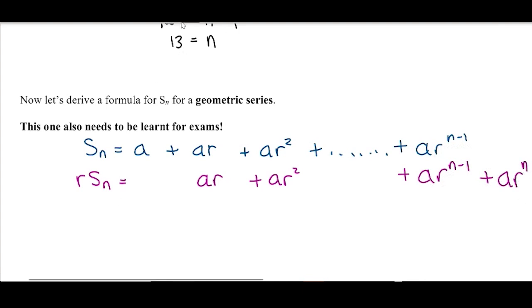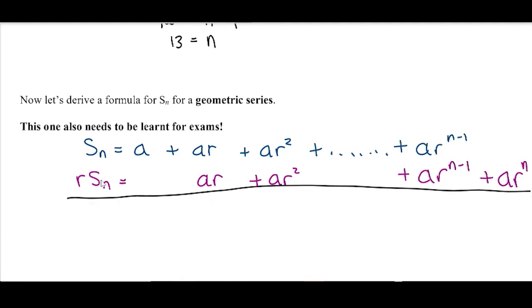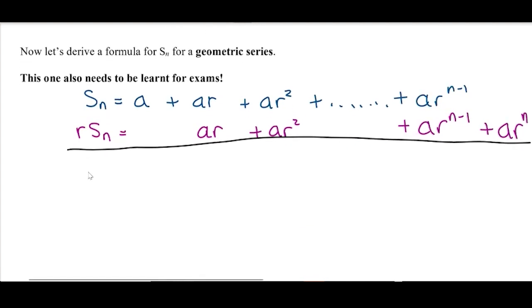Now I'm going to subtract these two equations. I'm actually going to subtract the bottom one from the top. So I'm going to go Sn minus r lots of Sn. I'm going to get an a. I'm not going to get this term because these are going to cross out, these are going to cross out, all of them are going to cross out, but I'm going to get a minus ar to the n, and remember, I'm trying to find Sn.